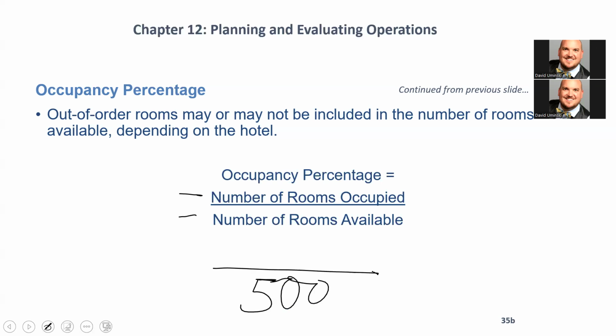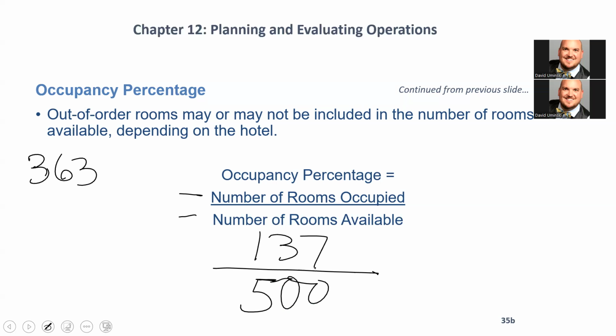500 rooms. Now, how many rooms do we have available to sell? What was it? 363? So we still had 363 to sell, which means they are not occupied, right? They're still available to sell. So how many rooms are occupied? Yep, 137. So we take that 137. Do y'all see where I get that 137 from?